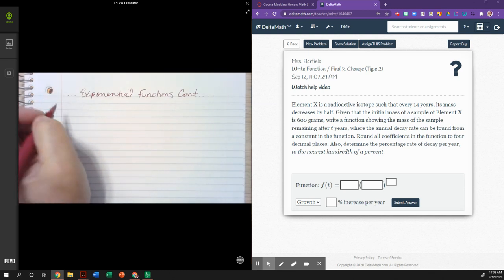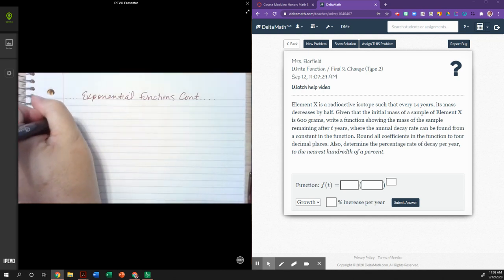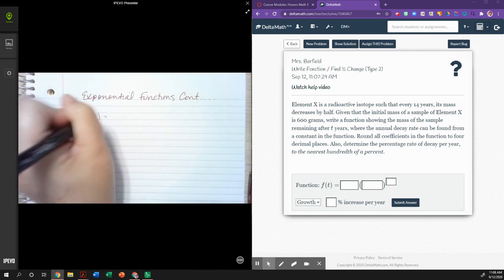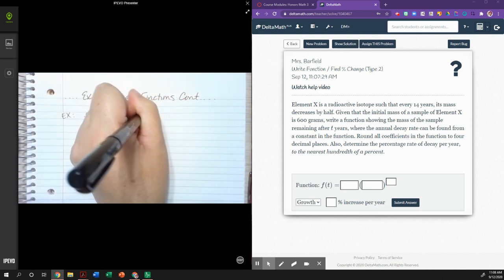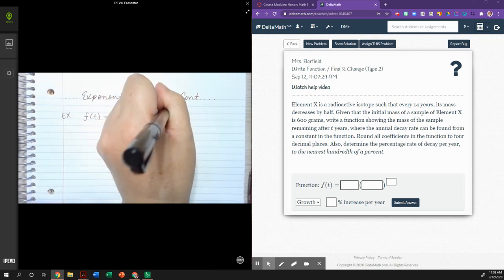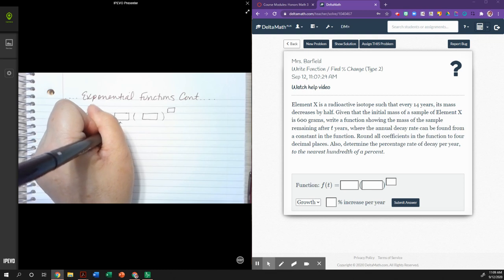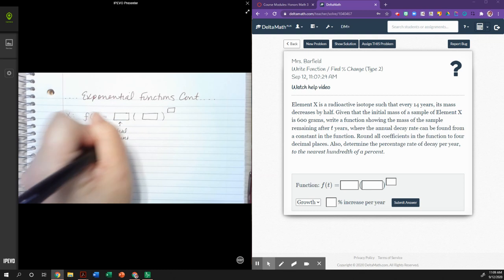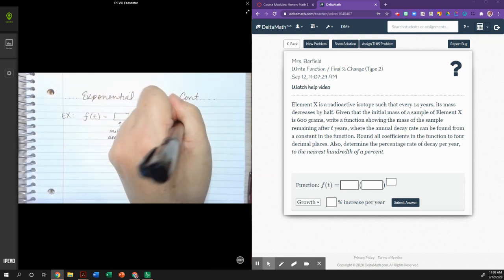Okay. All right. So for these examples, we are going to use exactly the boxes that are here in Delta Math. So we've got f of t equals, we've got a box here, and then we have parentheses, we have a box here, and then we have an exponent. Okay, so we know that this is our initial amount. This is our rate. Okay, and this is our time.